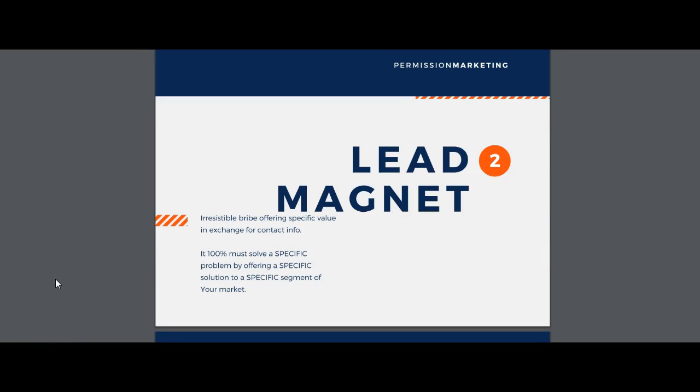So just moving right along, once you have an avatar, how do you actually get them to opt in to your funnel so you can have permission to market to them? You have to do a lead magnet. What a lead magnet basically is, is an irresistible bribe offering some specific value in exchange for their contact information. And here's the key with a lead magnet: it must be a specific problem that you're solving with a very specific solution to a specific segment of your market.